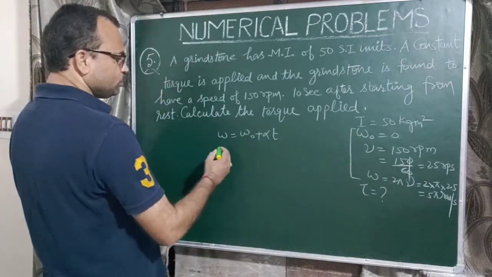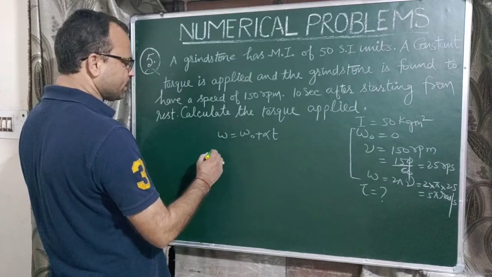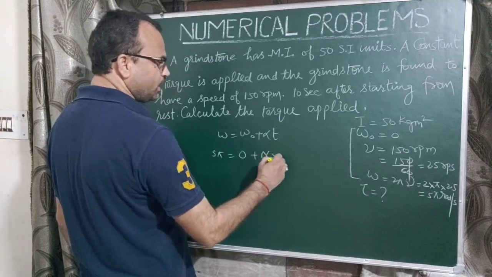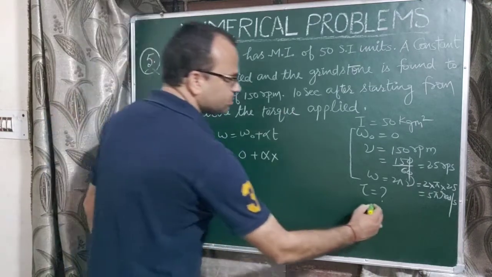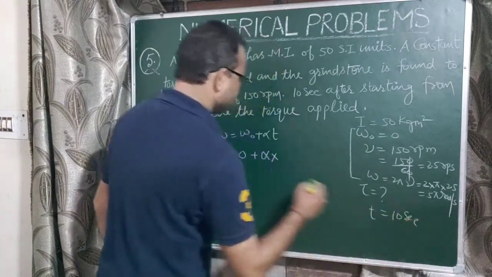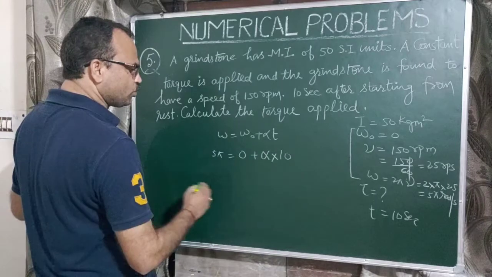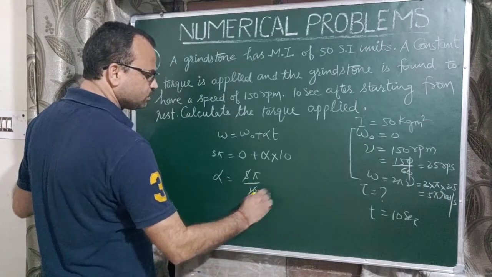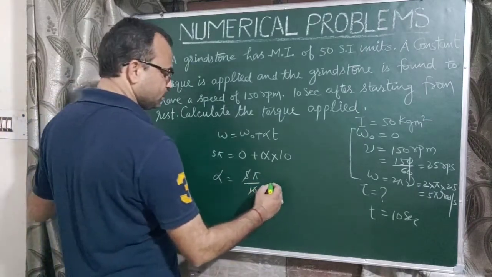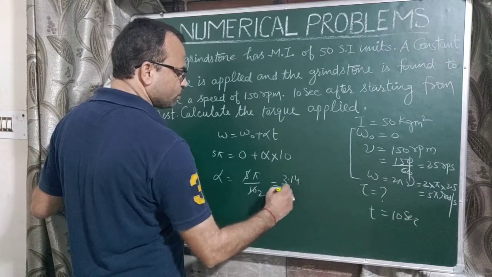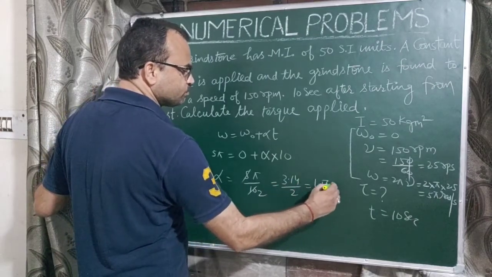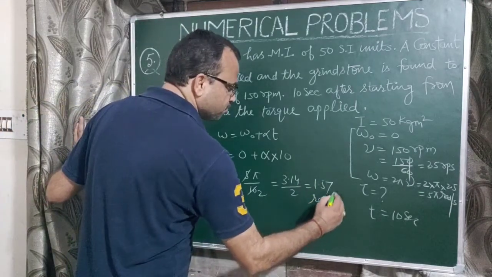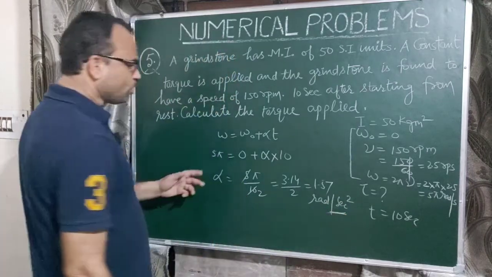Okay. So now substitute the values: omega is 5 pi equals 0 plus alpha into t. Here t is given, t equals 10 seconds. Okay. It means 10 alpha equals 5 pi, so alpha equals 5 pi by 10, which means pi by 2. Okay. And the value of pi is 3.14, divided by 2, which means 1.57 radian per second square. So it is the value of angular acceleration.